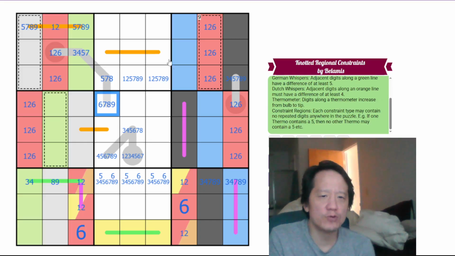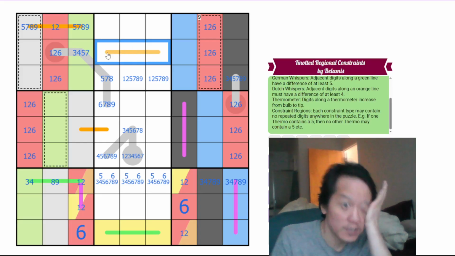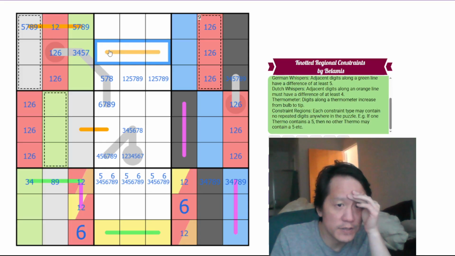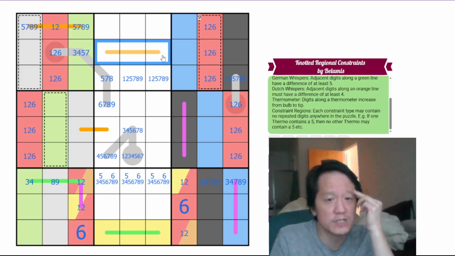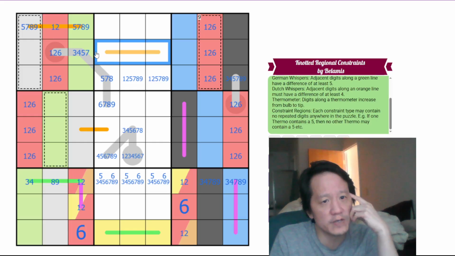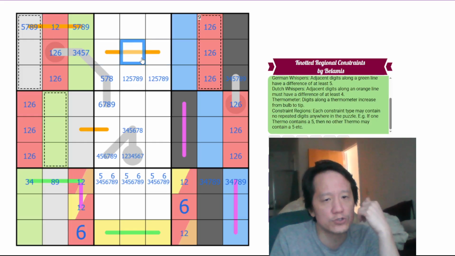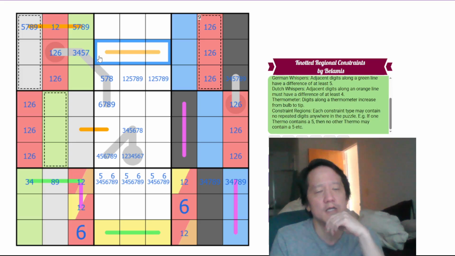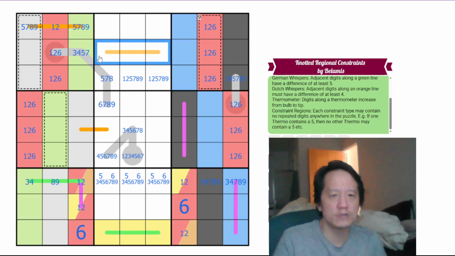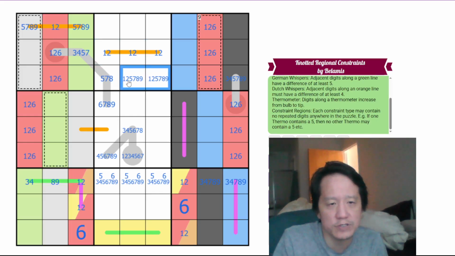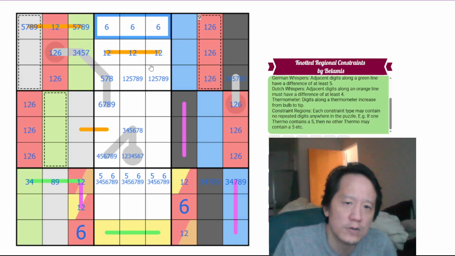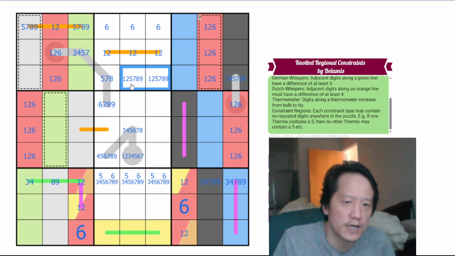So one of the 1, 2, or 6 has to be on this Dutch whisper line. But it cannot be 6 here again, right? Because if it is 6, the problem is it would be next to 1 or 2 on this Dutch whisper line. And it can't be. So 1 or 2 is here. 1 or 2 is here. That means 6 has to be here on this Dutch whisper, not on this Dutch whisper line, and not here.